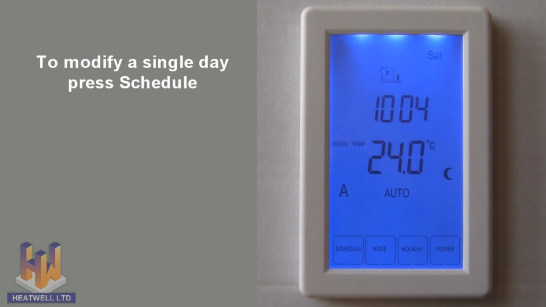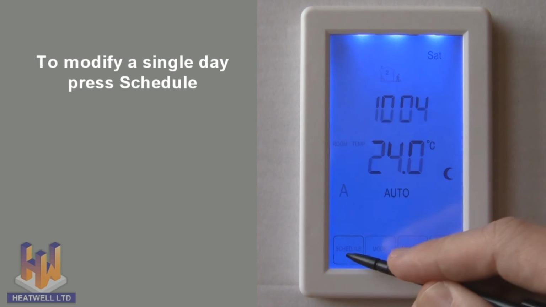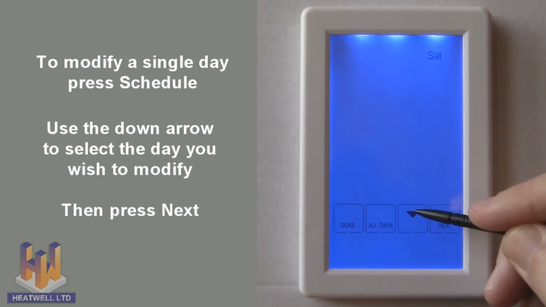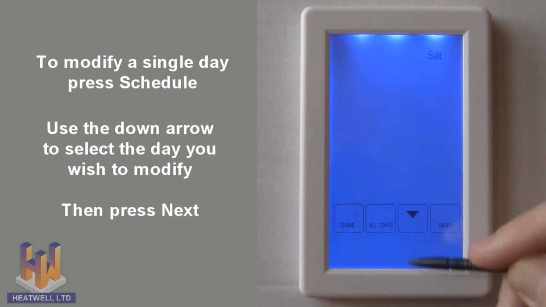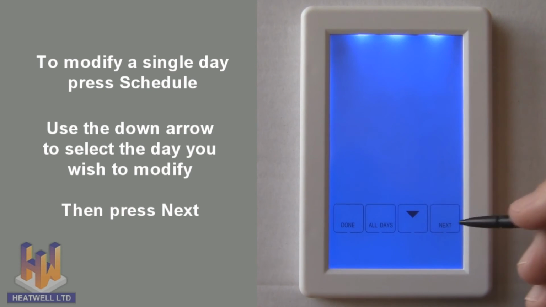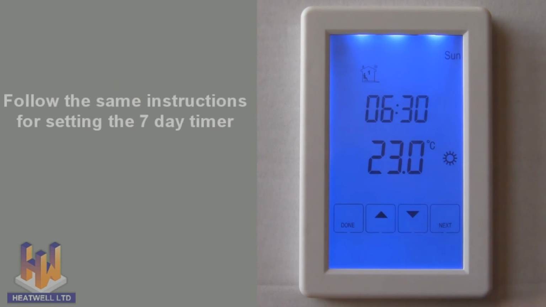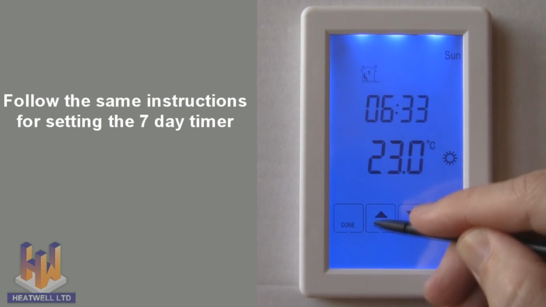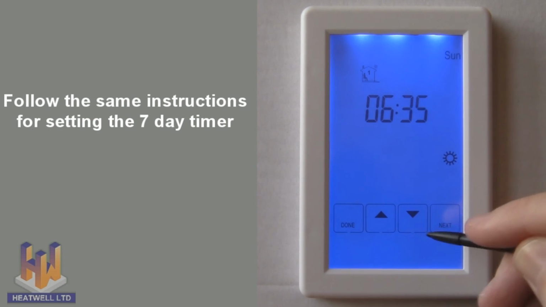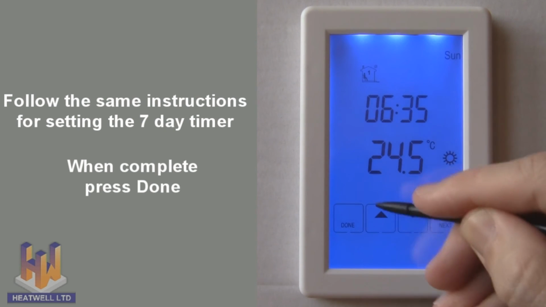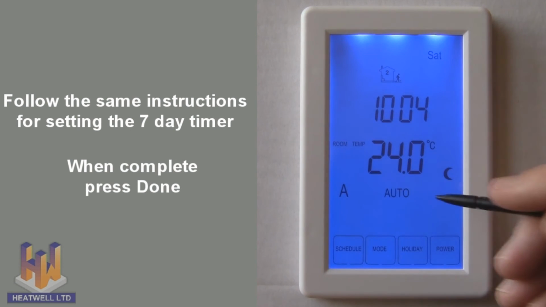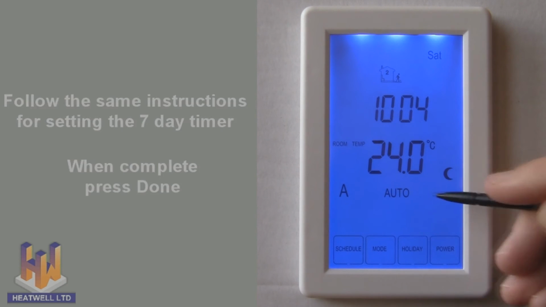If you wish to have different switch on times for different days, you can do so by pressing Schedule again. Then use the down arrow to choose the day you wish to modify. For example, in this case, we will change the switch on times for Sunday so that the floors turn on later. To do so, select Sunday and press Next. From here, you can simply replicate the previous instructions to select your times and temperatures for this individual day, and when complete, press Done. The timer has now been set and the auto symbol is displayed.